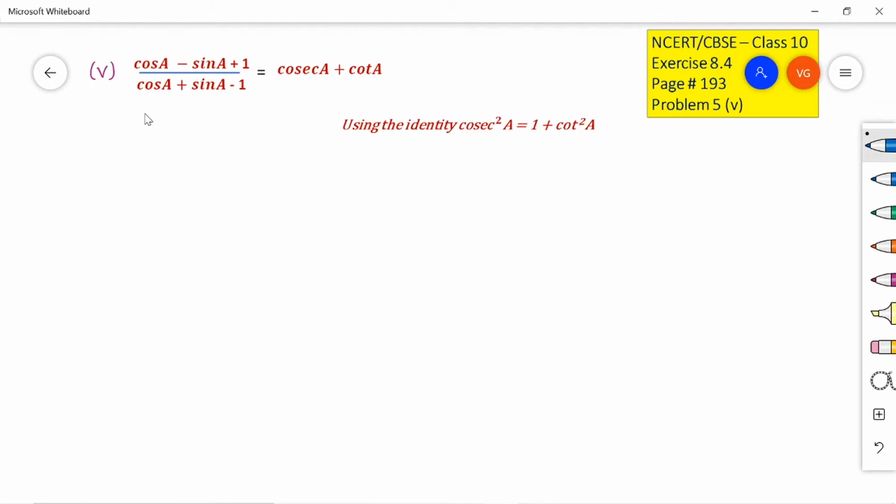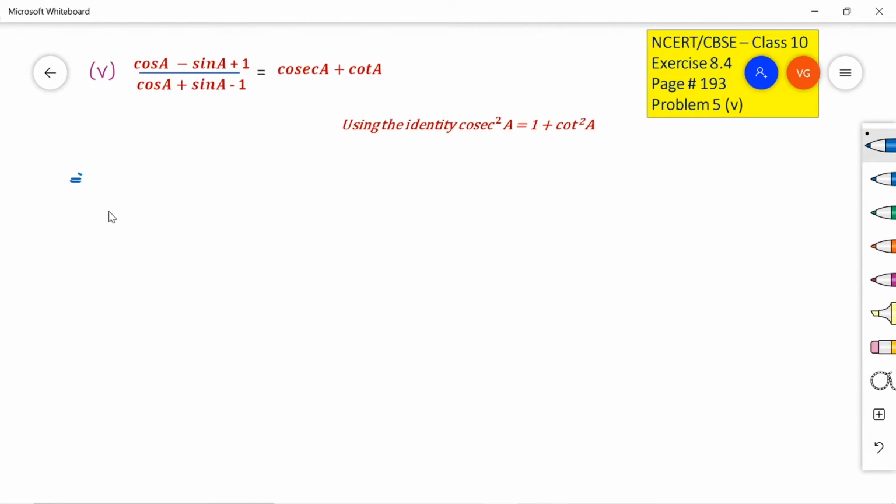As the LHS is in the form of cosines and sines, and the RHS we need to prove has to go in cots and cosecants, let us divide both numerator and denominator with sine, such that cos by sine will become cot, 1 by sine will become cosecant, and sine by sine will be 1. So to make the given terms cosecants and cots, I am just dividing both numerator and denominator with sine.